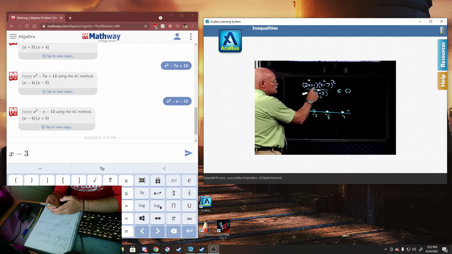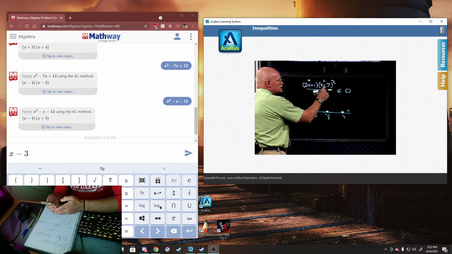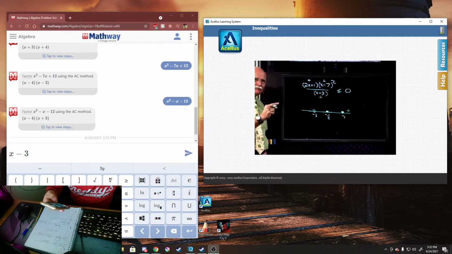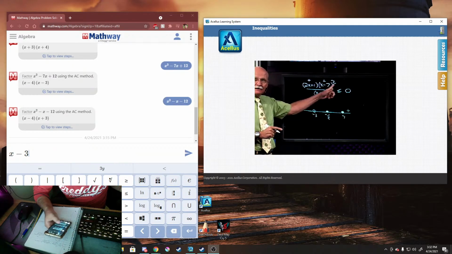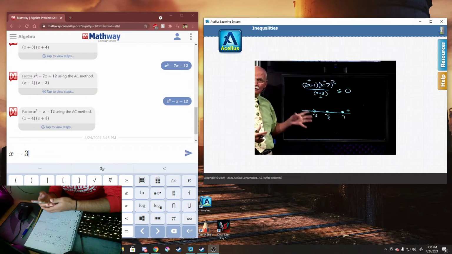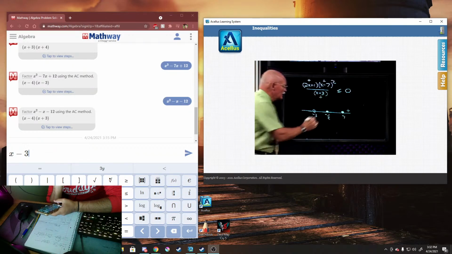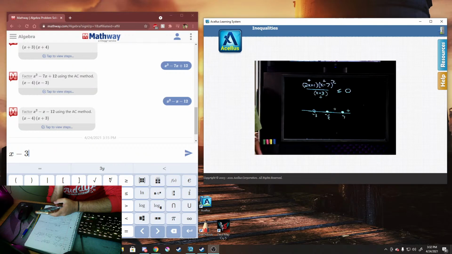2 times 6 plus 1, that's positive. 6 minus 7 is negative 1, but once you square it, it's still positive. Negative 1 squared is positive. 6 plus 3, see, there it is. It was positive to the right of 7. It's also positive to the left of 7.